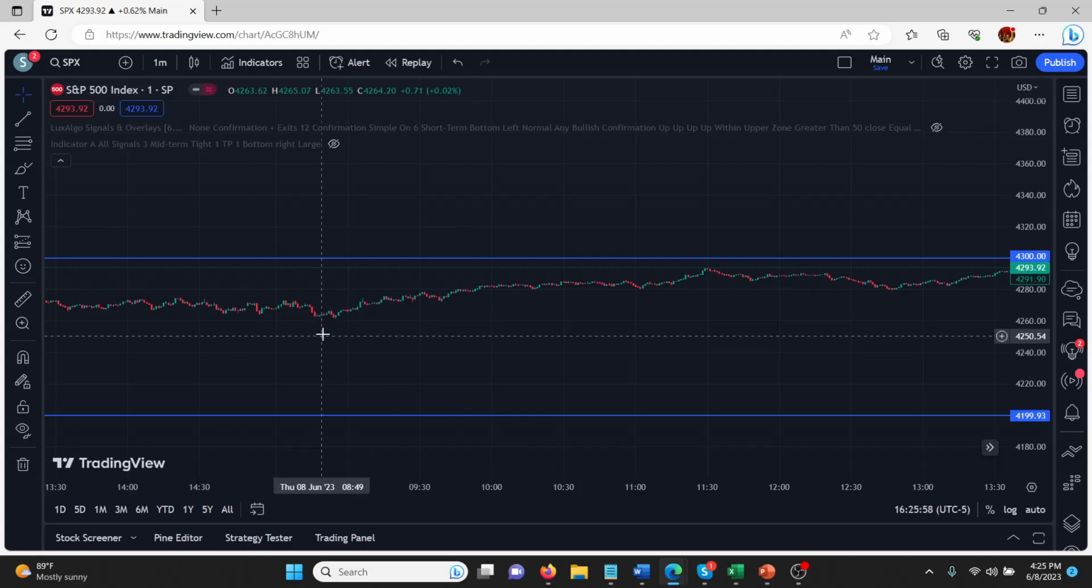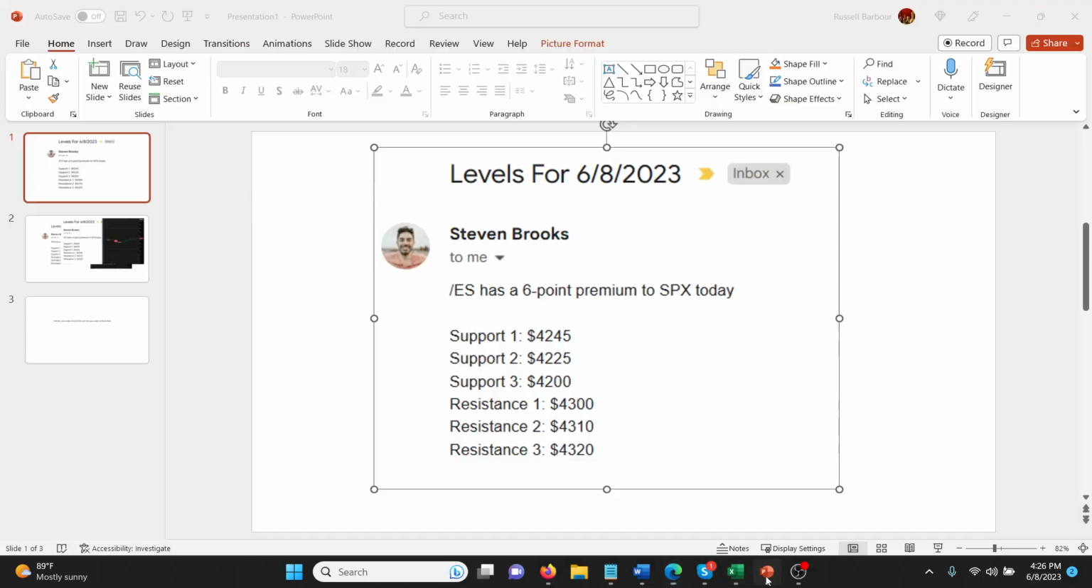So Wednesday, this is the start of Thursday right here. So this is the open. You can see we were at 4270 roughly when we opened, and it was a pretty sideways day. So there was no way that we were dropping down to other levels, like these other support levels, 4245, 4225. I haven't even bothered plotting those.